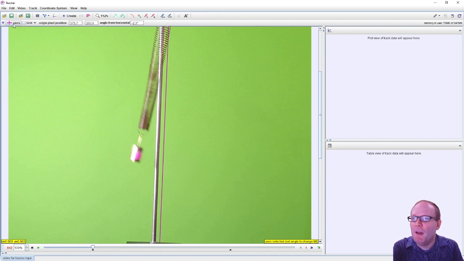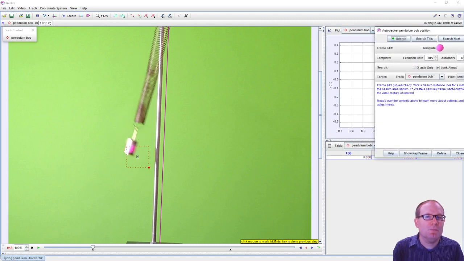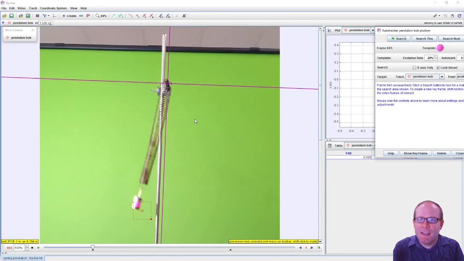So let's open up our auto tracker here. So we will need to create a point mass. We're gonna call that point mass, what should we call it? Let's call it the pendulum bob. Here we go. And then we will auto track this thing. So that should be Control Shift Enter. And I think if I grab the pink, I should be in pretty good shape. It's the only pink thing in there.